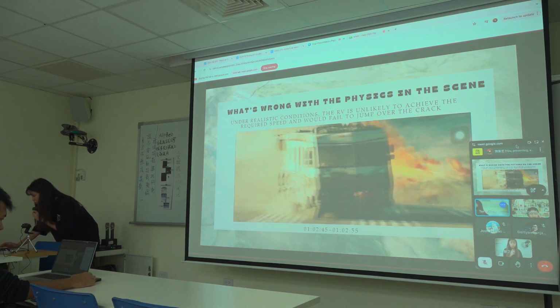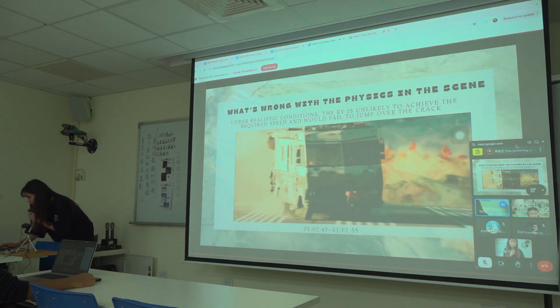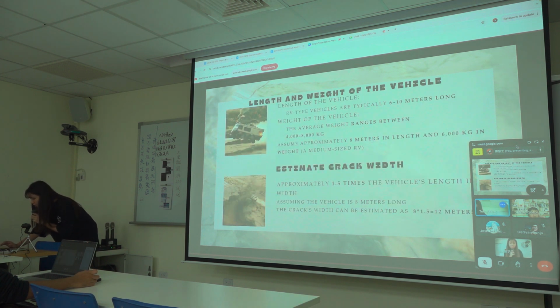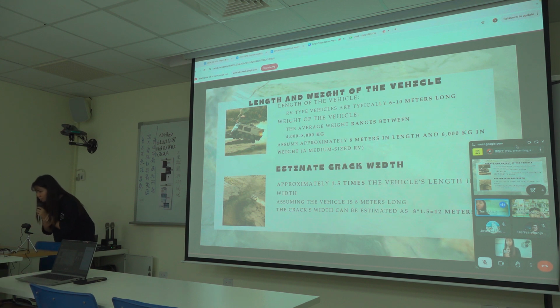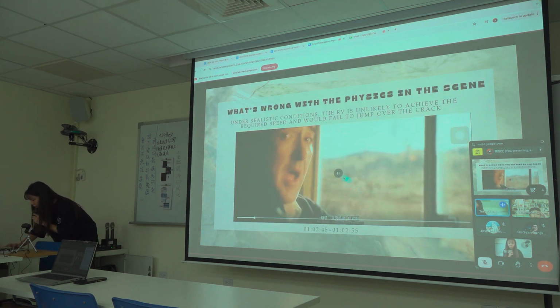So, in reality, the RV is unlikely to reach the speed because of the incline and the forces acting against the RV. So first, I'll calculate the size of the RV. The length is normally 6 to 10 meters and weighs between 4,000 and 6,000 kilograms. So the RV cannot reach the speed to fly over the crack.